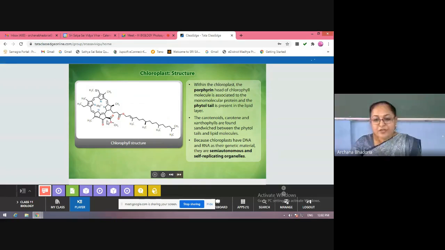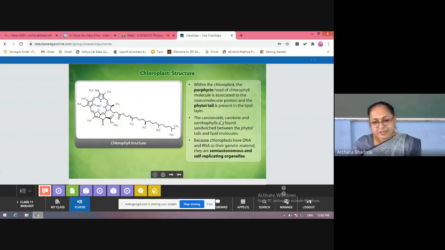Remember the chlorophyll pigment molecule, what is its structure? Each chlorophyll pigment molecule has a porphyrin head. This part we call the porphyrin head, and this long structure, a chain, is known as the phytol tail. So each chlorophyll pigment molecule has a porphyrin head and a phytol tail. You can write down: it consists of a porphyrin head and a phytol tail.